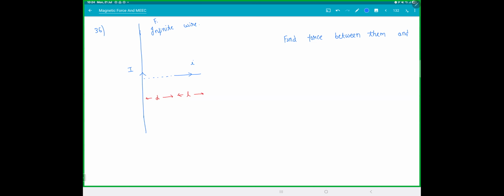This wire is fixed, the infinite wire is fixed. Got it?